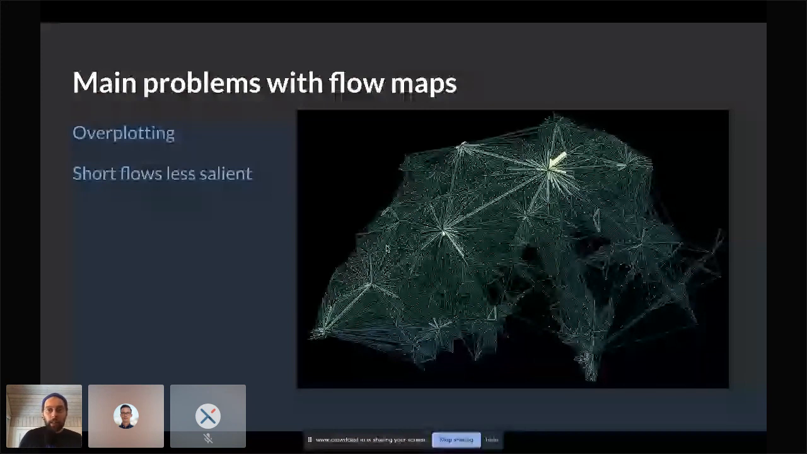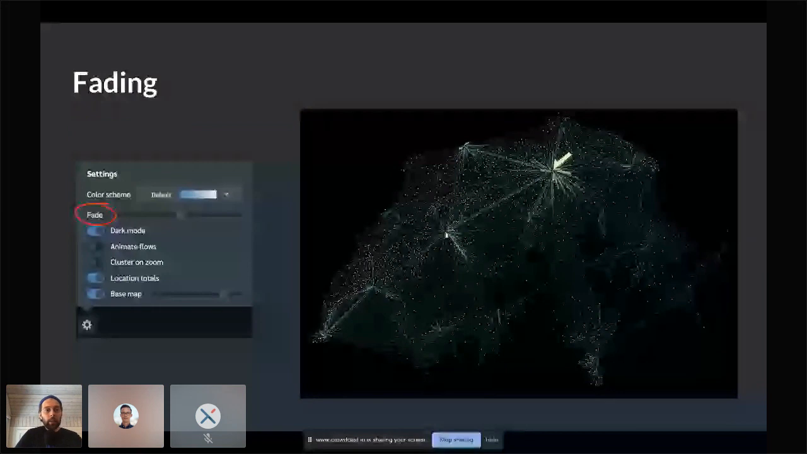So for fading, actually, I decided to add a slider in the UI. And the users can adjust the level. Because depending on the dataset or what part of the dataset you're looking at, you want to have more or less fading. You see only the largest flows or all of them.